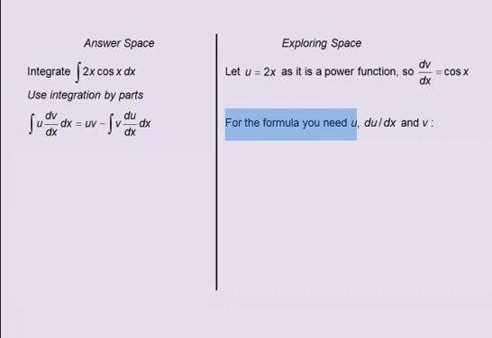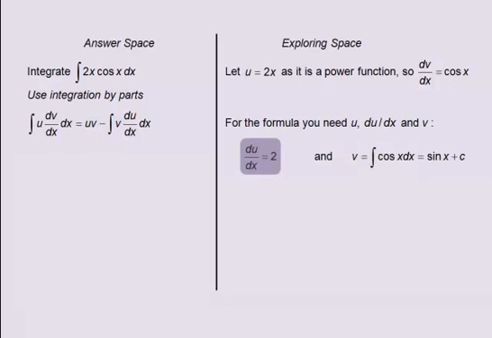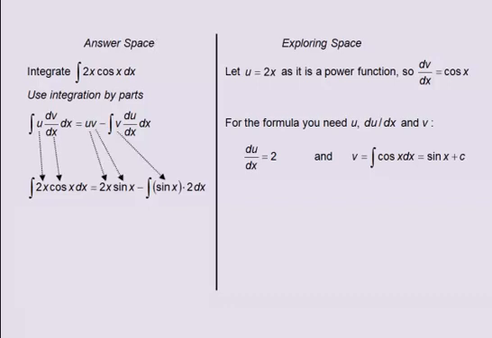For the formula you need u, du by dx and v. Differentiating u with respect to x gives du by dx equals 2, and v is given by the integral of cos x with respect to x, which equals sine x plus c. Now inserting all these into the integration by parts formula. U is 2x, dv by dx is cos x. Again, u is 2x, and v is sine x. Finally, du by dx equals 2. As you can see, arrows can help you with the substitution.